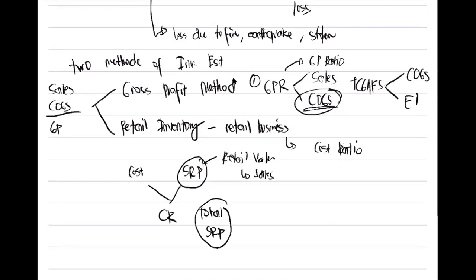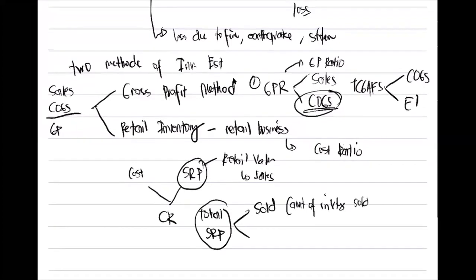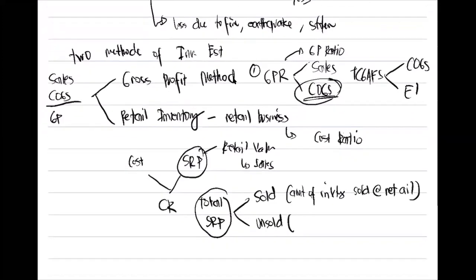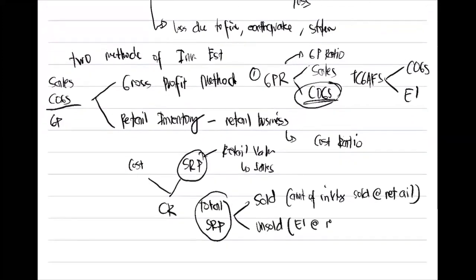So, anong gagawin natin? Yung total SRP natin, hahatiin natin yan. Ang tawag natin dyan is sold, meaning that is the amount of the inventory sold at retail price. So amount of inventory sold at retail price. And then we get for the portion of unsold. Normally, you can read this in your textbook as the ending inventory at retail.